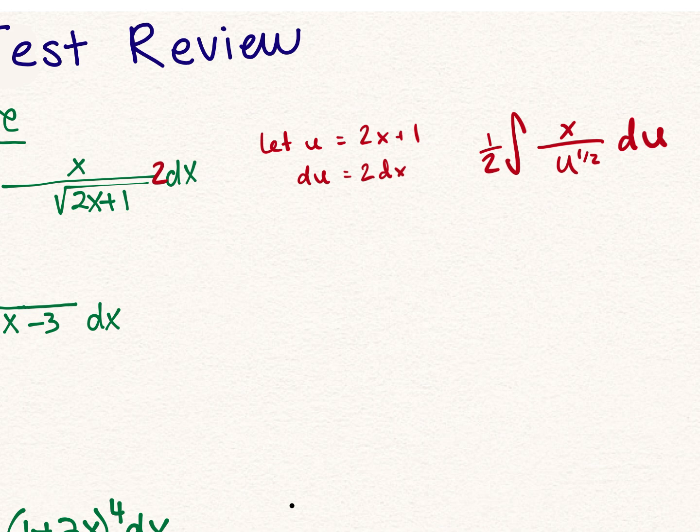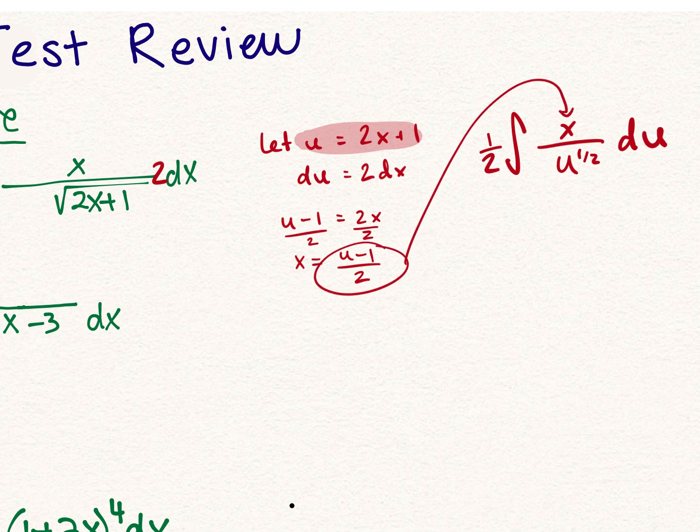I'm going to take my equation that I have for u here and solve it in terms of x, or make it x equals. So I have u minus 1 equals 2x, and then when we divide by 2, we get x equals u minus 1 over 2. So this is what I'm going to be substituting into the x. So I have 1/2 times the integral of u minus 1 over 2 over u to the 1/2 power du. So now everything's in terms of u.